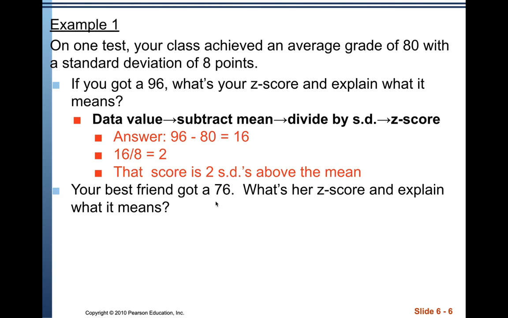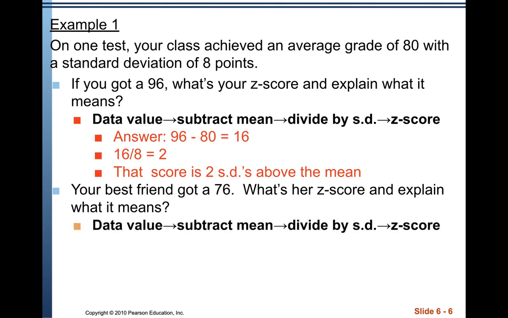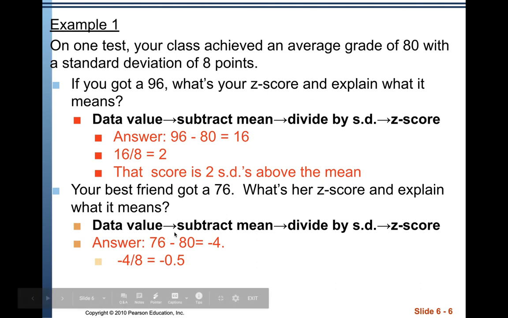Okay, so now our data value is 76. Obviously, 76 is below the average. So we would expect that the z-score be negative for this. So we're going to follow the same steps. We're going to take the data value, the 76. We're going to subtract the mean of 80. That's negative 4. So there's where the negative comes in. Then take that, and we're going to divide it by the standard deviation. Well, negative 4 divided by 8 is going to be negative a half, negative 0.5. So your z-score is negative a half compared to positive 2 up here.